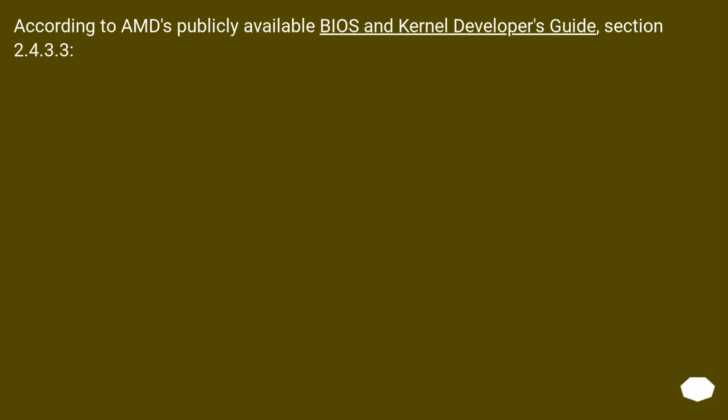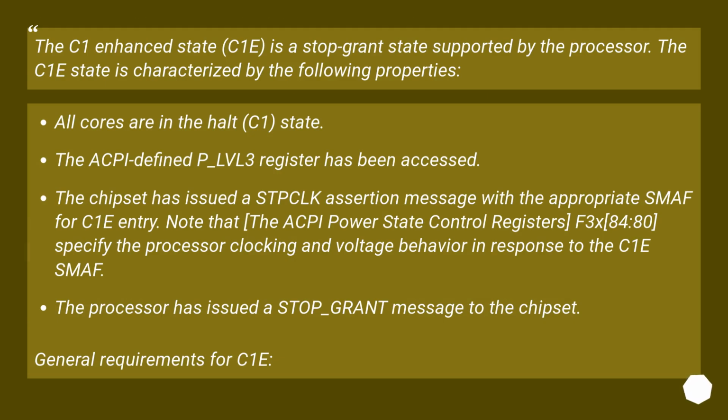According to AMD's publicly available BIOS and Kernel Developer's Guide, Section 2.4.3.3, the C1 Enhanced state, C1E, is a stop grant state supported by the processor. The C1E state is characterized by the following properties. All cores are in the halt, C1, state. The ACPI-defined P_LVL3 register has been accessed. The chipset has issued a STPCLK assertion message with the appropriate SMAF for C1E entry.